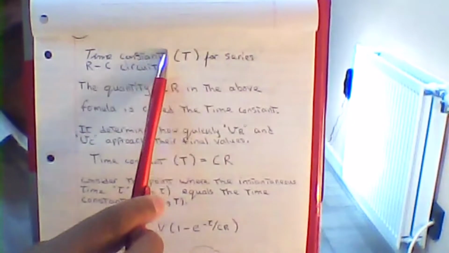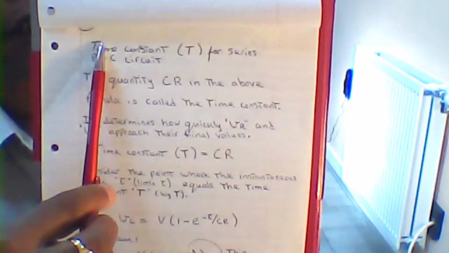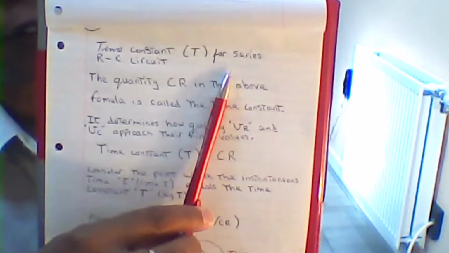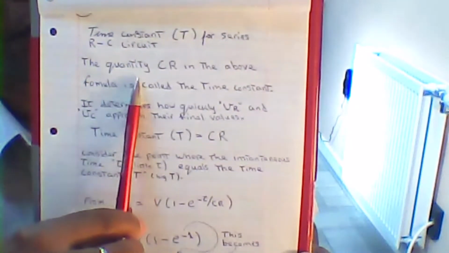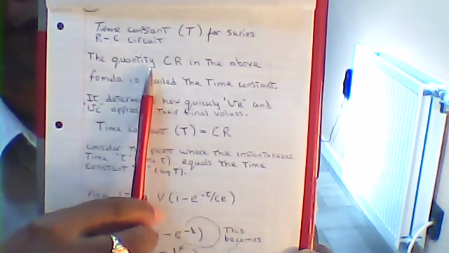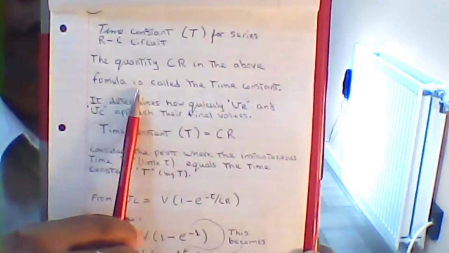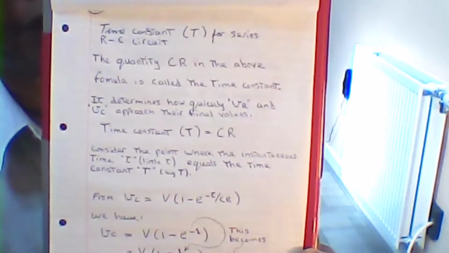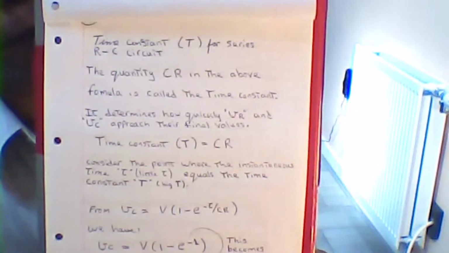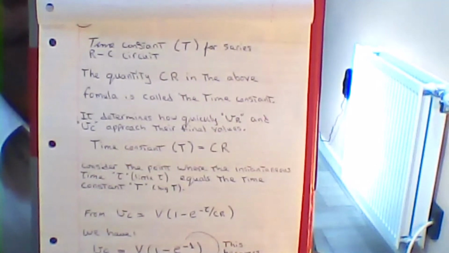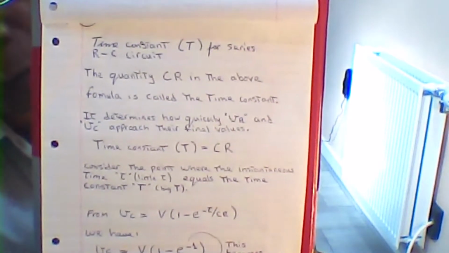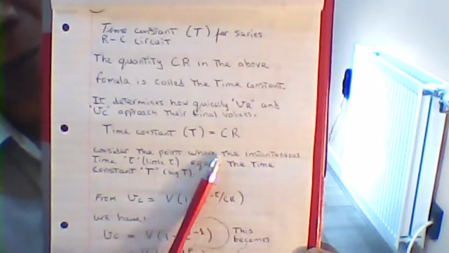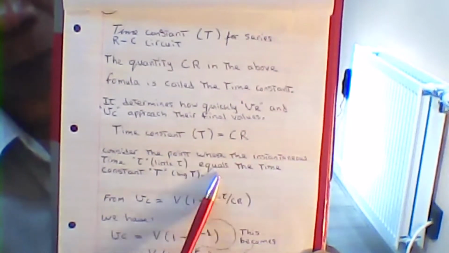Now, time constant T for series RC circuits. The quantity CR in the above formula is called the time constant. So CR is your time constant. It determines how quickly VR and VC approach their final values. Here we have T, time constant, T equals C times R.